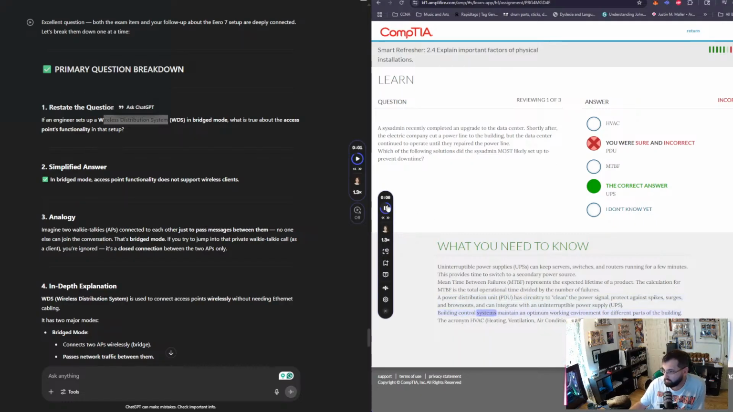Building control systems maintain an... So the PDU can integrate into the UPS. UPS is like a generator of some kind. And then the PDU is what can clean it.